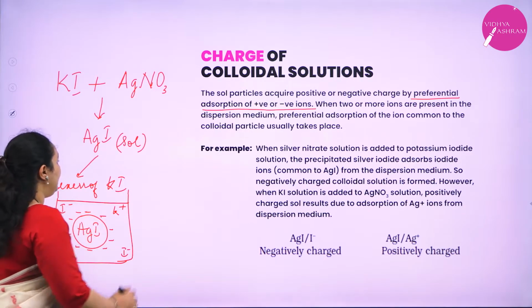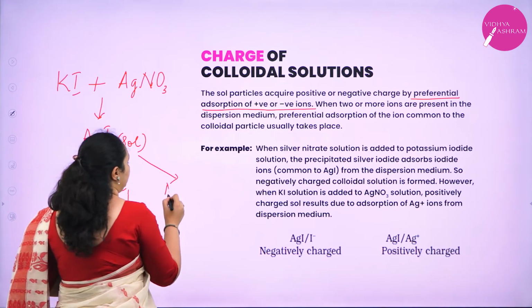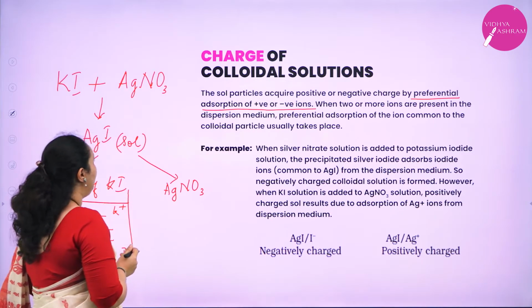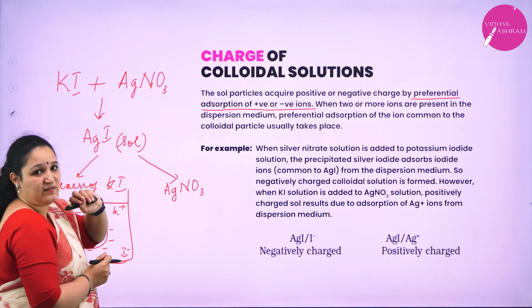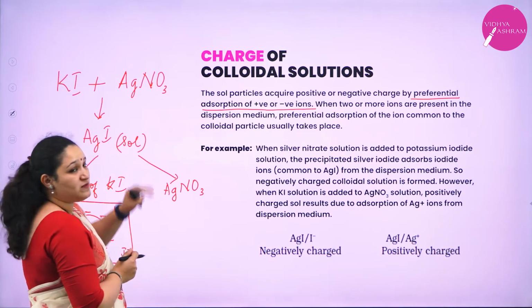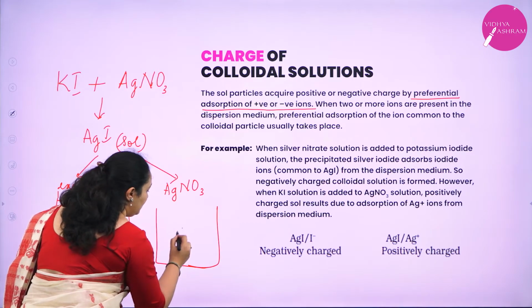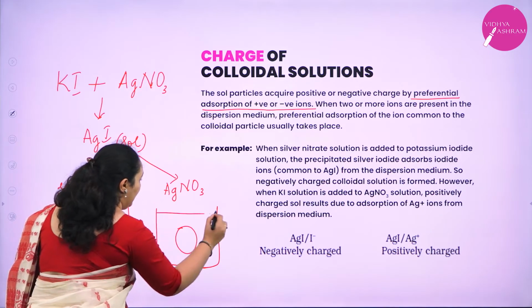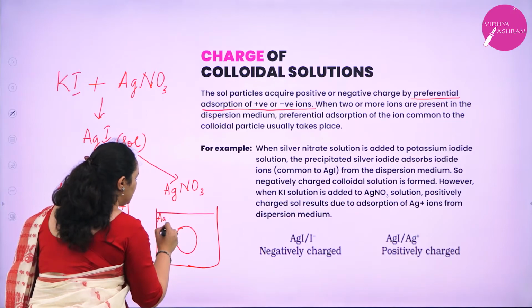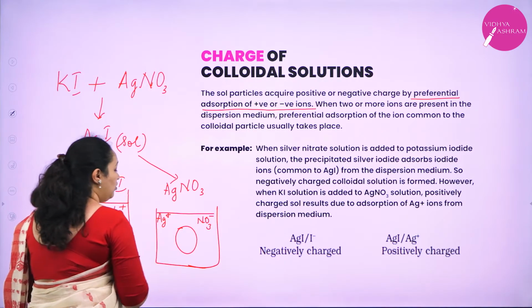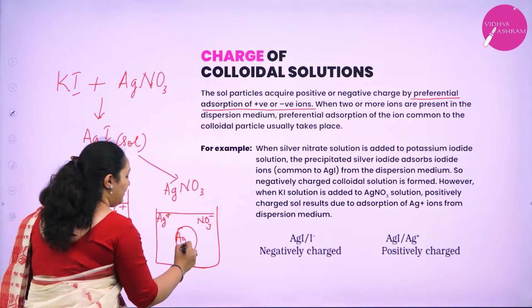Now, if I take excess of silver nitrate, when potassium iodide and silver nitrate are mixed and excess silver nitrate is added, then this is the colloidal particle. In the dispersion medium we have excess silver ions and nitrate ions. So, which is common to silver iodide?